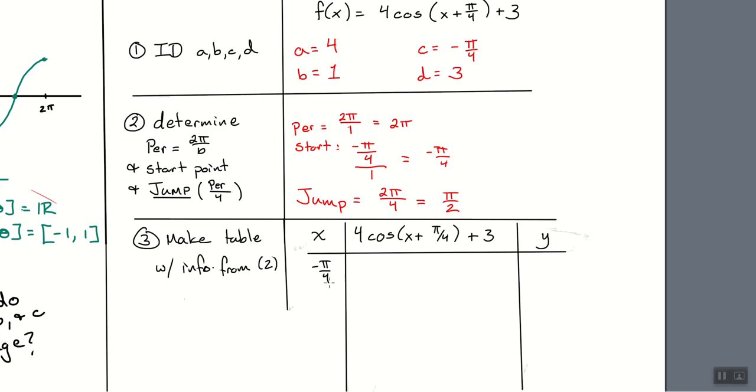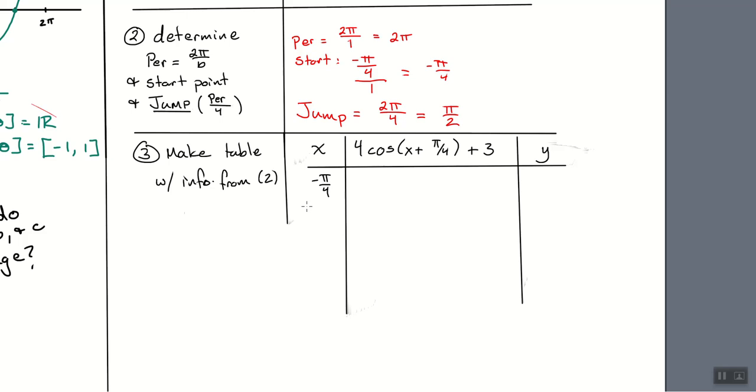Okay. Before anything else, I can make my whole table. I know that I start at negative pi fourths, and I'm going to jump each time by how much? A period. So not a full period. Pi halves. So that's 2 pi fourths, right? So let's get our other 4 points real quick, and then we'll fill out this table. Negative pi fourths plus pi halves, or 2 pi fourths, I think is pi fourths.